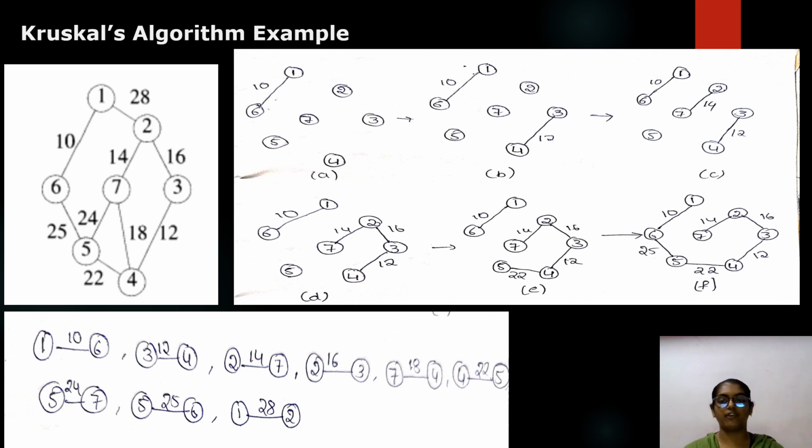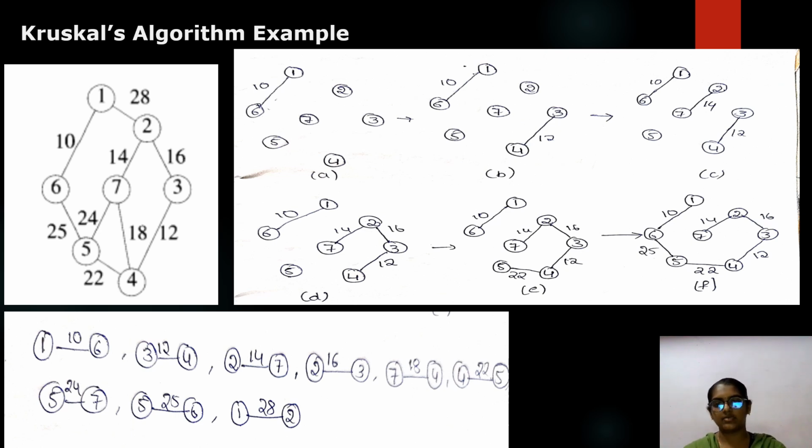When compared with Prim's algorithm, Kruskal's algorithm, while constructing a tree, need not form a tree. So we'll construct the tree with minimum cost edges one by one. So from 1 to 6, first is minimum. So that is represented in A. And then the next is 3 to 4. And the next is 2 to 7, that is 14. And the next is 2 to 3, 16. And the next is 7 to 4.